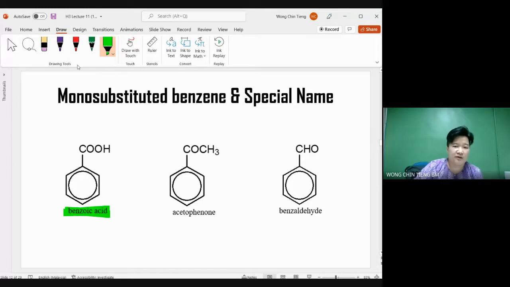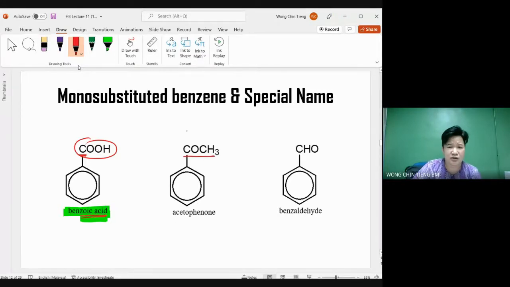Benzoic acid means you have your carboxylic acid. So carboxylic acid directly bonded to your benzene ring is your benzoic acid. Sayang, directly bonded means tak ada orang lain duduk antara COOH dan juga benzene ring. That is your benzoic acid.